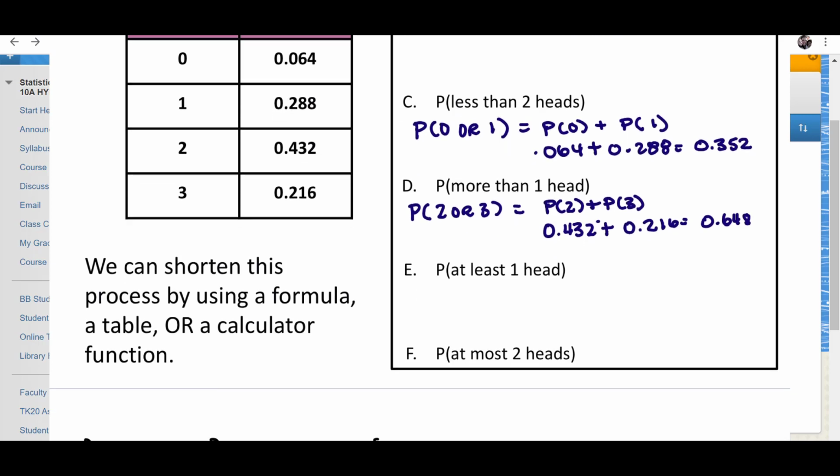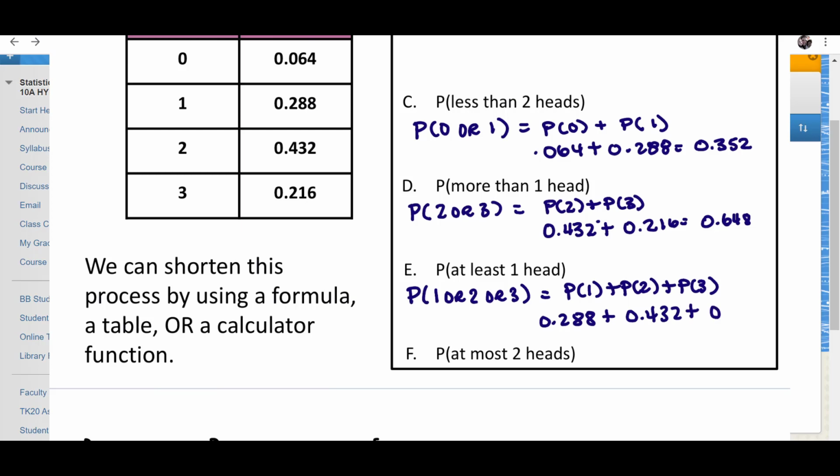Now, at least means 1 or more. At least means 1 or more. So, probability of at least 1 is 1 or 2 or 3. So, we're going to add the probability of 1 with the probability of 2 with the probability of 3. And we get 0.288 plus 0.432 with 0.216. And for this one, we get 0.936. So I'm going to just mark each one of these so you can see where the answer was.